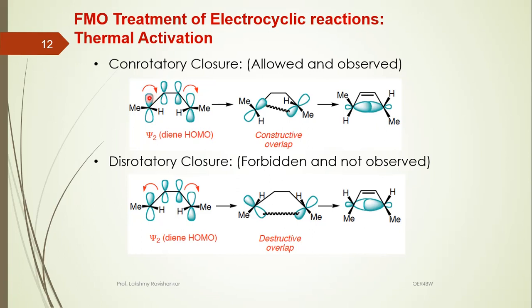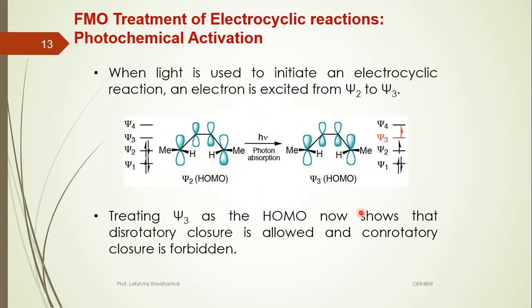And if you see the terminal lobes of the polyene system, you find that the like signs are on the opposite side. So this will have to undergo a conrotation for a constructive overlap resulting in a bond formation. If we were to consider a disrotation, you can see that it is a destructive overlap. This is not allowed and you will not get the bond formation.